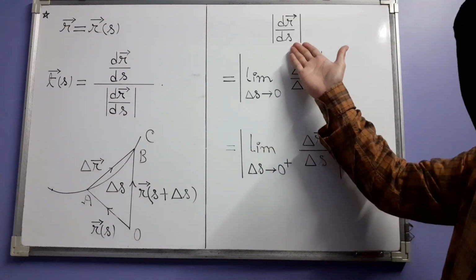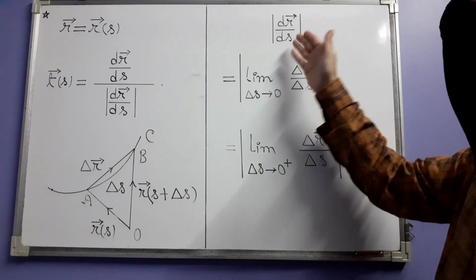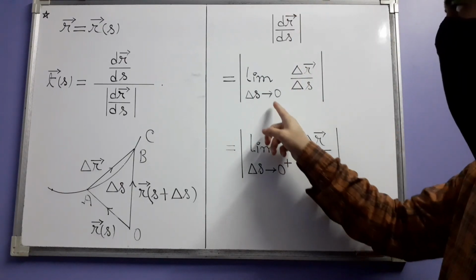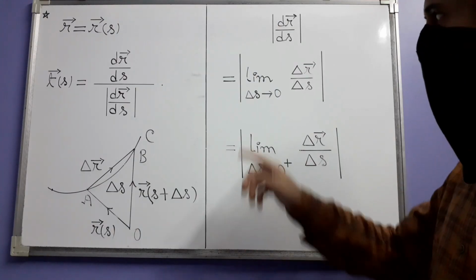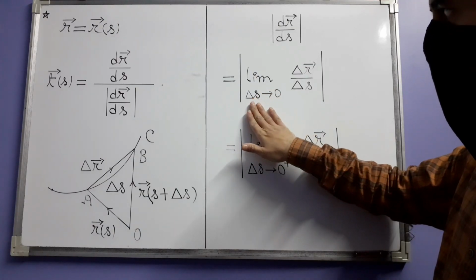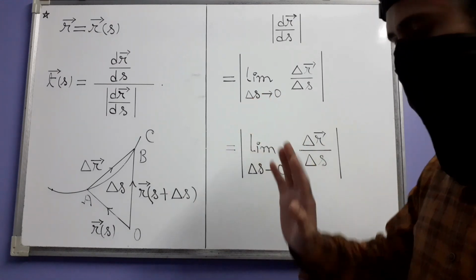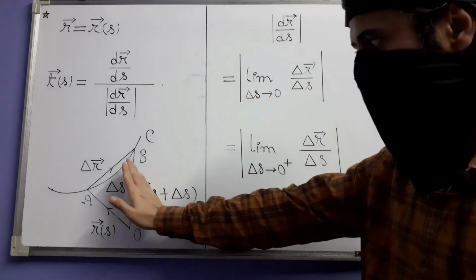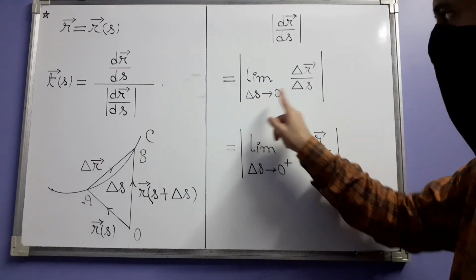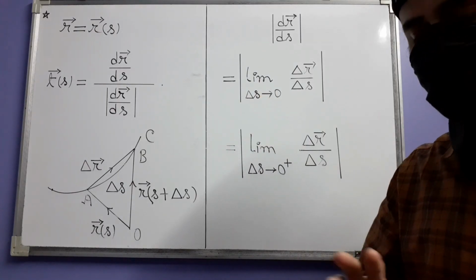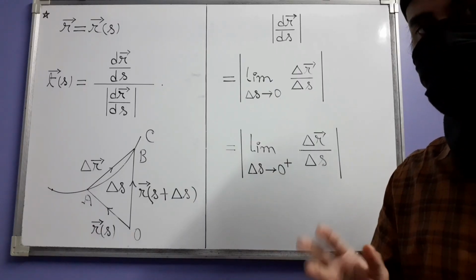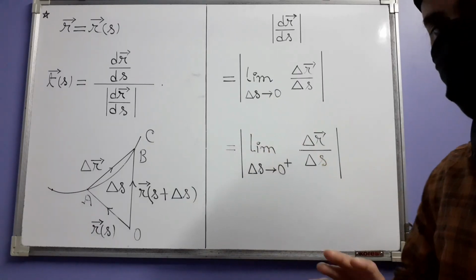So we take the denominator, the magnitude of dr/ds. Now dr/ds by definition is of course this limit as delta s approaches 0. And here I am not saying that delta s is positive. You just forget about this figure for a moment. Here delta s can be both positive as well as negative. Both the cases are there in this two-sided limit.